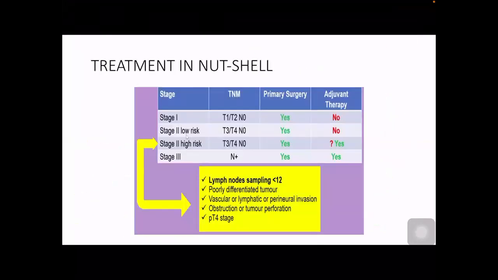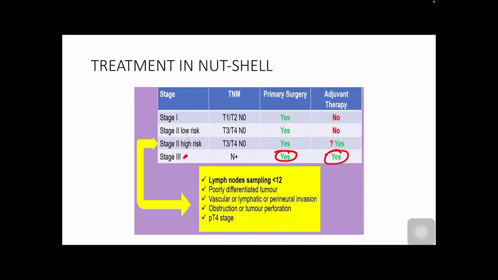Fine. So this is the tumor, and after the surgery is done, depending upon the stage of the tumor, you're going to start the patient on chemotherapy. This wonderfully summarizes the need for chemotherapy. Always remember, stage 3 tumors need chemotherapy, whereas stage 2 and stage 1 tumors don't need adjuvant chemotherapy, only if there is high risk.